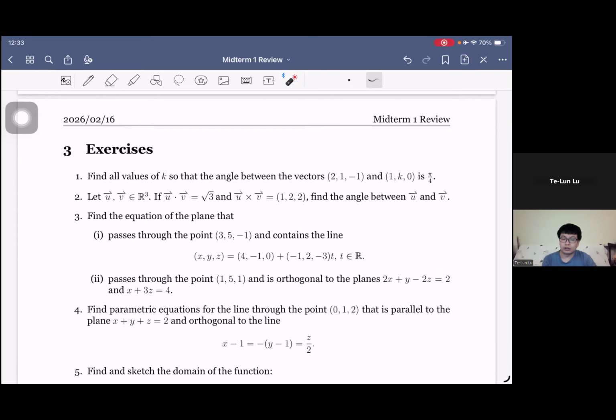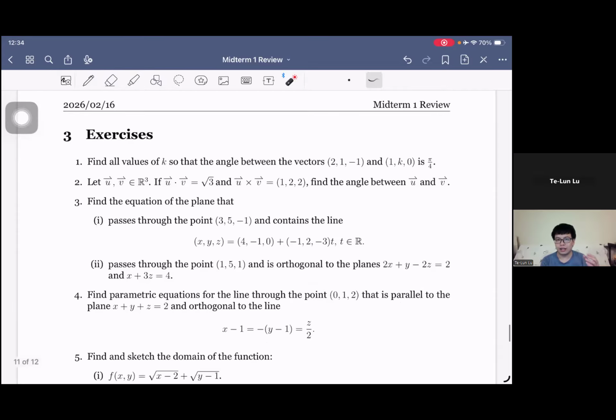So after you finish reviewing the concepts and the existing exercises and quizzes, I encourage you to do these new exercises for yourself, meaning try to write everything down clearly, and it should be persuasive to both you and me. Okay.